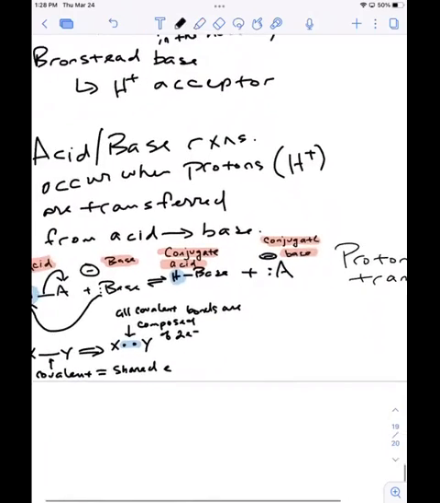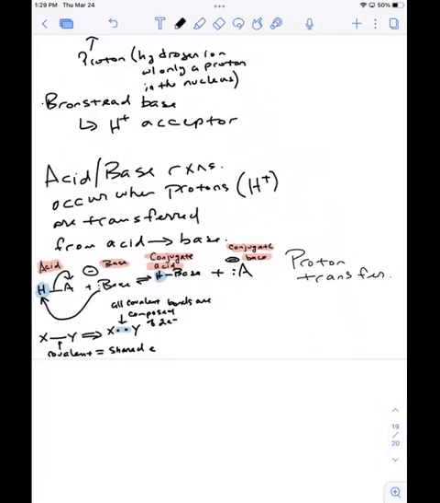Right. Any questions about that? So this is what happens when you react acids and bases. That's how protons are transferred. The base supplies a pair of electrons. The acid gives up a proton, and everybody's happy at the end.